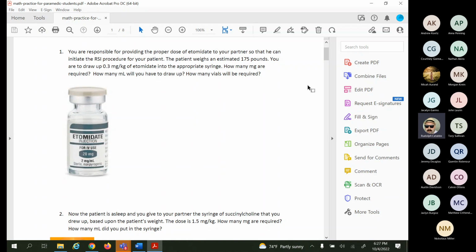How many milligrams are required? Well, we figured out the patient's weight, 80 kilos. 0.3 times 80 is 24. How many mLs we have to draw up? We know we need 12 because that says 2 milligrams per ml. Well, we don't have enough in that one vial, so we're going to need 2 vials of medication. All I'm wanting on these questions is you to show your math and how you got your number. Questions over that one? And please, again, if you have questions, please speak up.